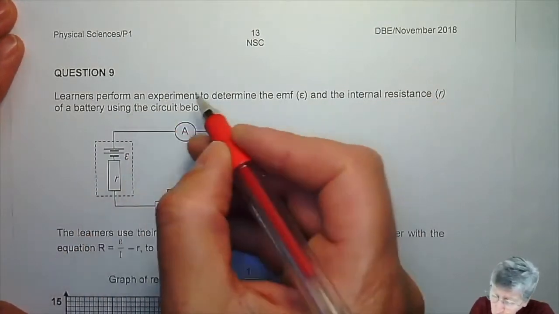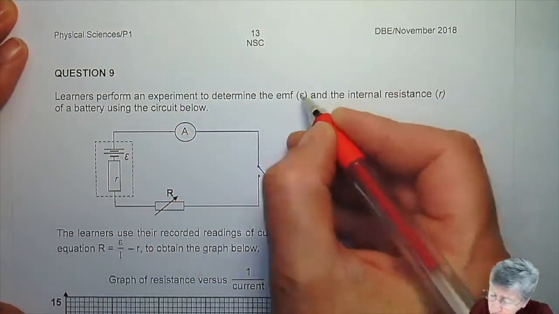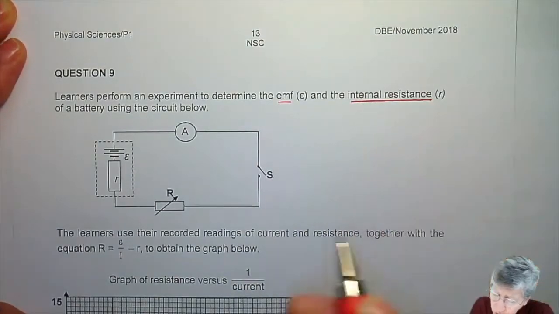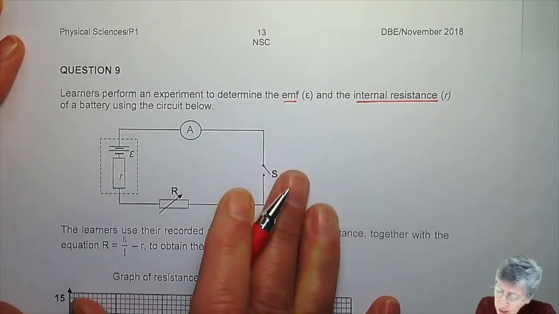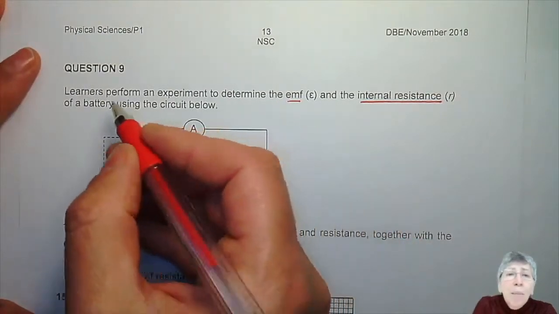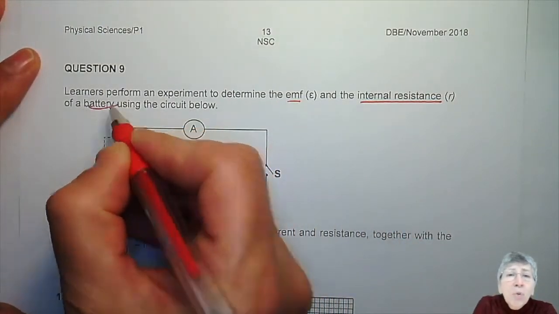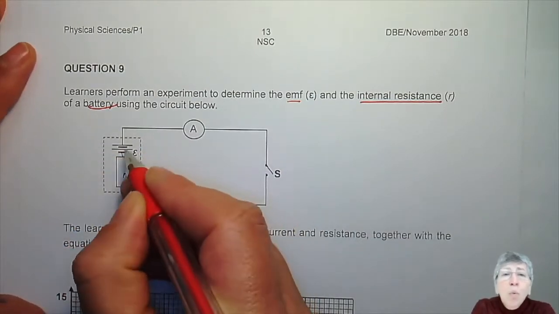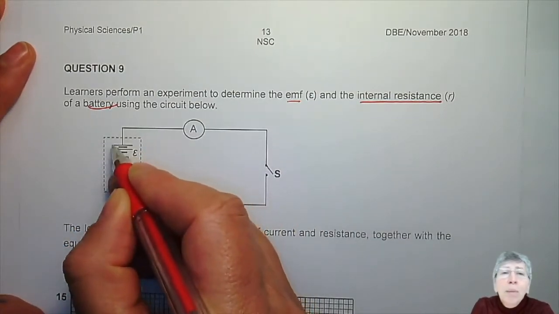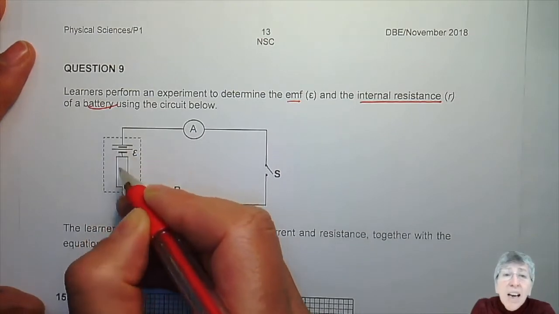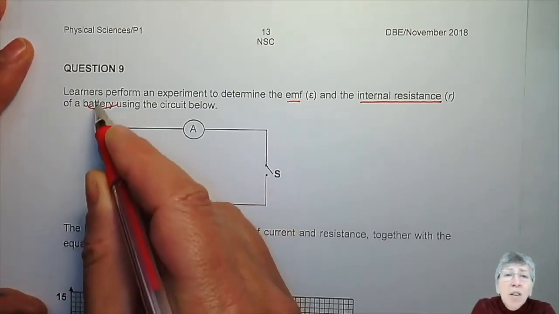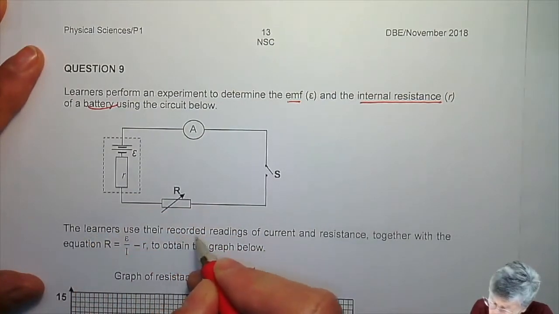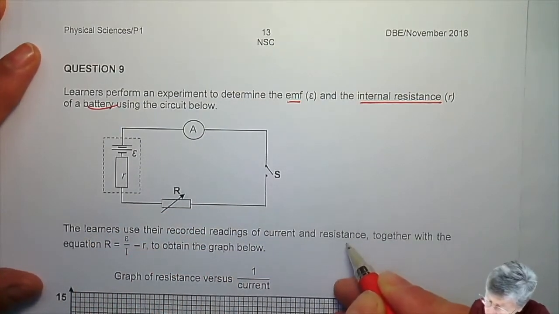The learners perform an experiment to determine the EMF and the internal resistance of a battery using the circuit below. Now remember that word battery, that's the word we use for all the cells combined. So one cell over there will be represented by that long and that short line, but together they are called a battery. Right, now they tell you the learners use the recorded readings of current and resistance.